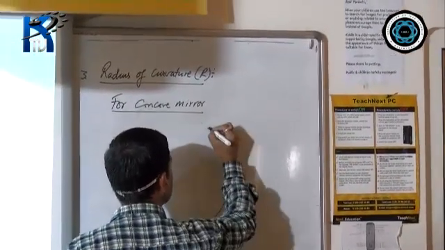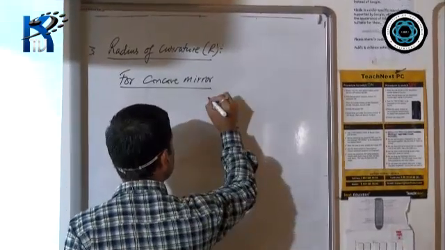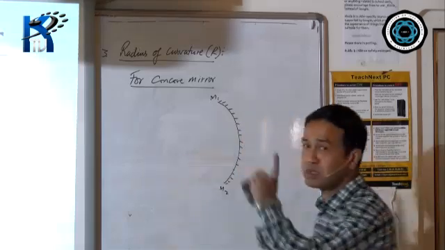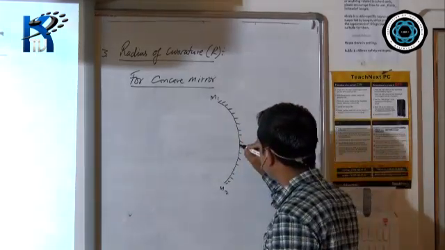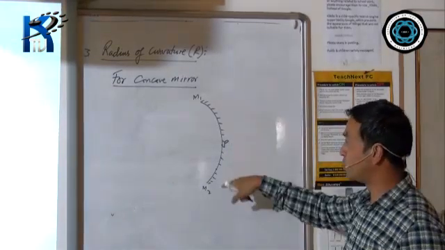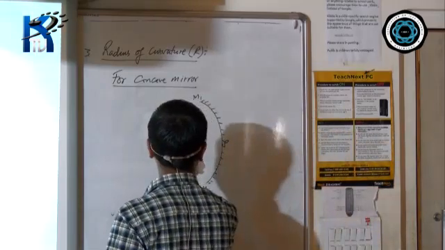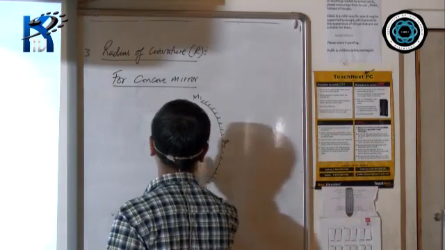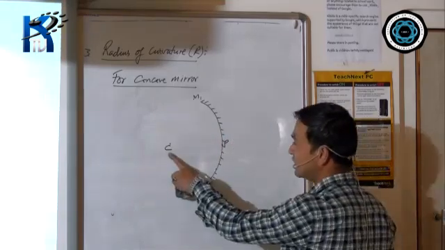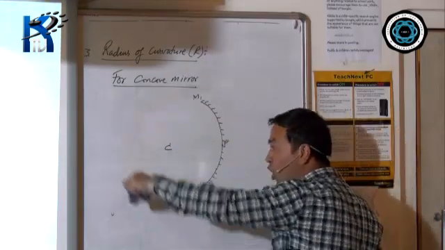Now this is a concave mirror. I'm taking M1, M2 as a concave mirror. One of the first terms I already defined is the pole. I mark it by letter P. This is the pole, the geometric center of the concave mirror. Then I already defined the center of curvature, and I mark it by letter C. You can see in the second diagram also, C is the center of curvature, P is the pole. Now this center of curvature is the center of the hollow sphere.